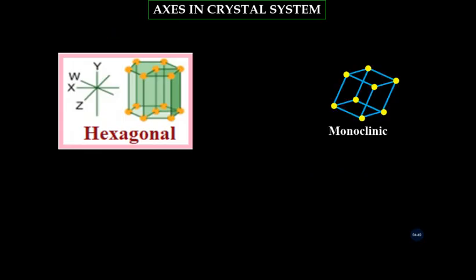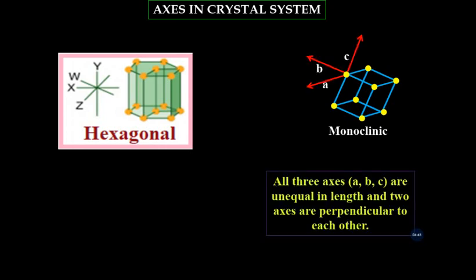Then the next one is the monoclinic crystal system. It comprises 3 axes where 2 are at a right angle to each other and the 3rd axis is inclined. All 3 axes are of different length. All 3 axes, that is A, B, C, are unequal in length and 2 axes are perpendicular to each other.